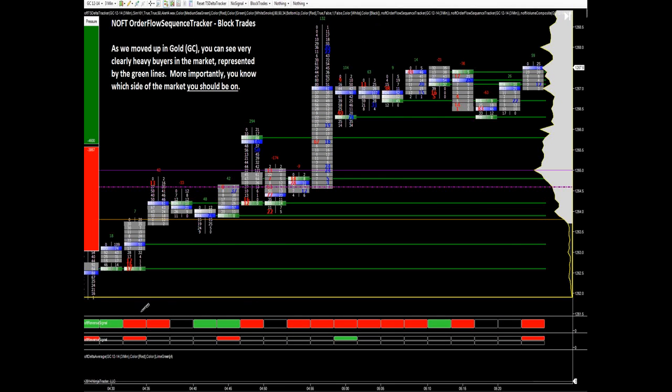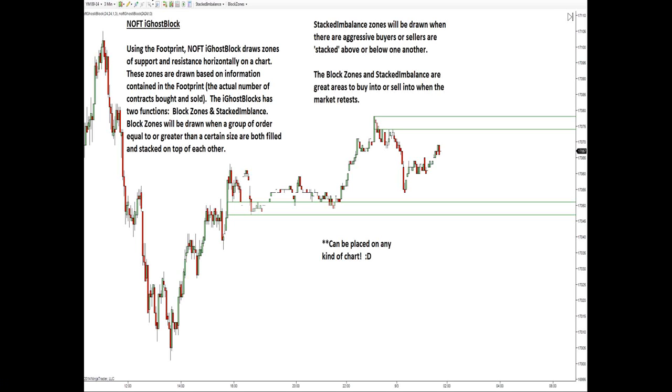So again, here are block trades, this time on the buy side. As we moved up in gold, it's very easy to see which side of the market you should be on. You can adjust this. You could have it just on the block sell side, or on both the block sell and the buy side, or just set to the buy side. So that's block trades. This actually kind of goes into what Rich was asking about.